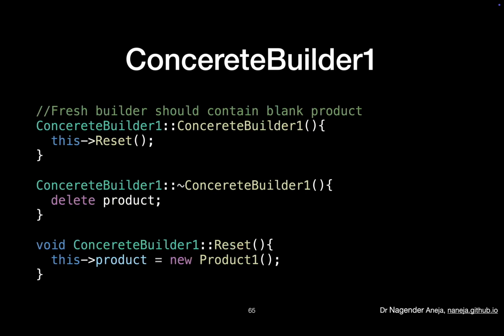Reset will say, okay, now I'm going to create the product one. So the product one, as we know, is the beginning, right? So it will create a new product and assign it to this product. So that's the reset. When you call this constructor, it will call the reset, and reset will create the new product for you.